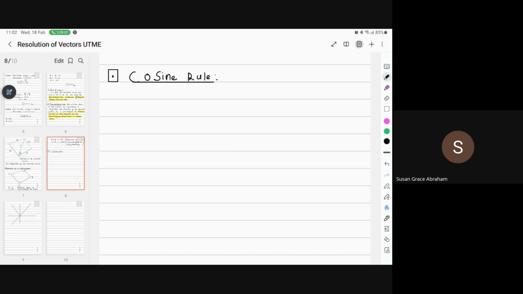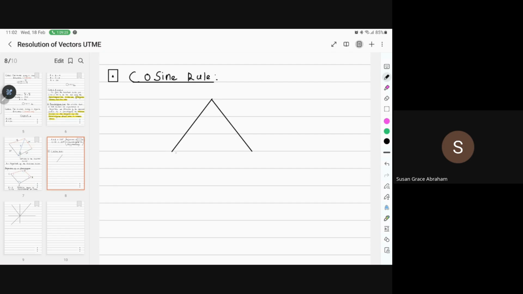I've highlighted our parallelogram law and I've given you the properties of your parallelogram. Now I'm trying to talk about your cosine rule. And I said that we use the cosine rule when I know two sides of a triangle and then an included angle. What do I mean by included angle? Look at this triangle here.